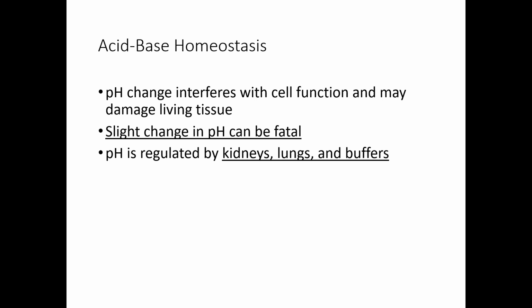Balance between acidic and basic solutions in the body is called acid-base homeostasis. pH changes, and when it changes too much, it can interfere with cell function, and it can cause damage of our tissues. Even a slight change in pH, usually we talk about blood pH, can be fatal. And that's why pH should be sitting within the normal range, and it's regulated by kidneys, by lungs, and by buffers.